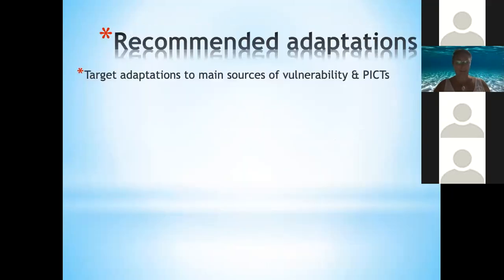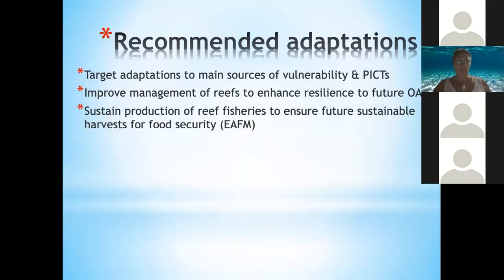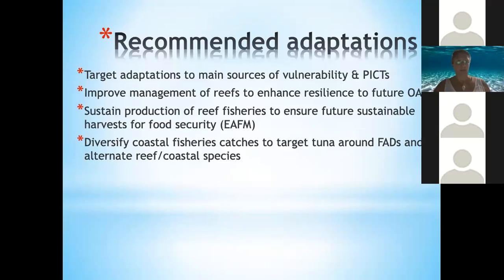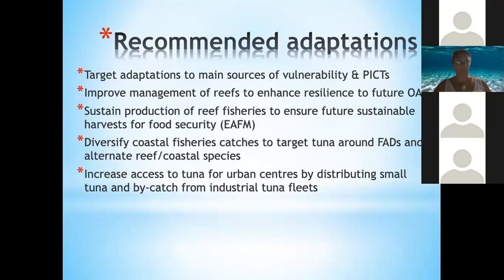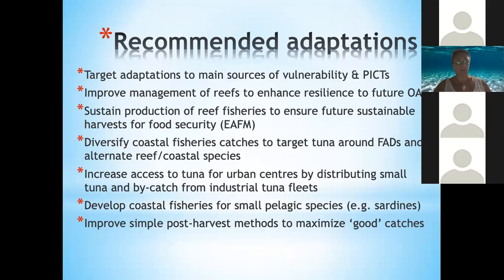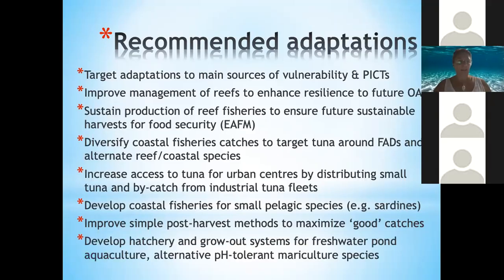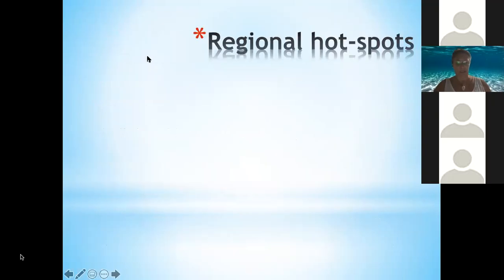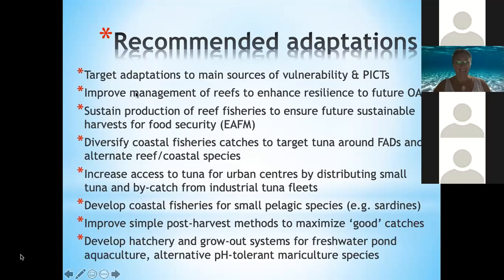Next slide, please. So some of the recommended adaptations was to target obviously these main sources of vulnerability in the Pacific Island countries and territories that are most vulnerable. So it's that hotspot approach, improve management of reefs, obviously in those hotspot areas, sustain the production of reef fisheries. And this was, you know, using an ecosystem-based approach to fisheries management, diversify away from coastal fisheries because they were projected to be highly vulnerable, increase access to tuna, so as a bycatch product potentially, so that food security can be supplemented.